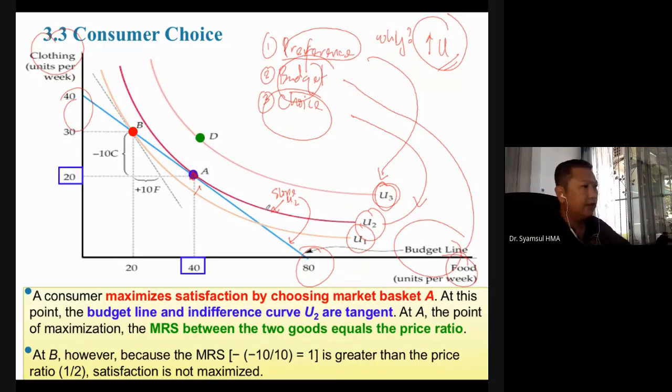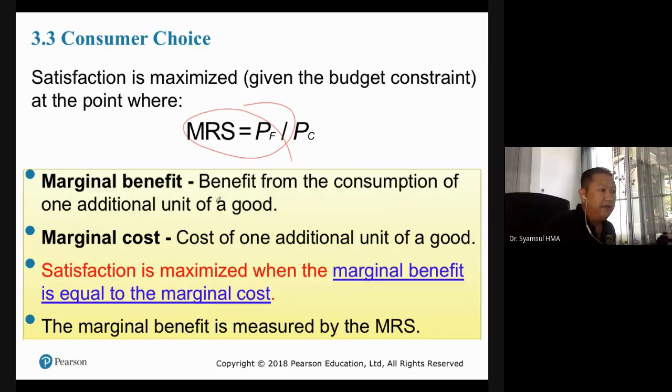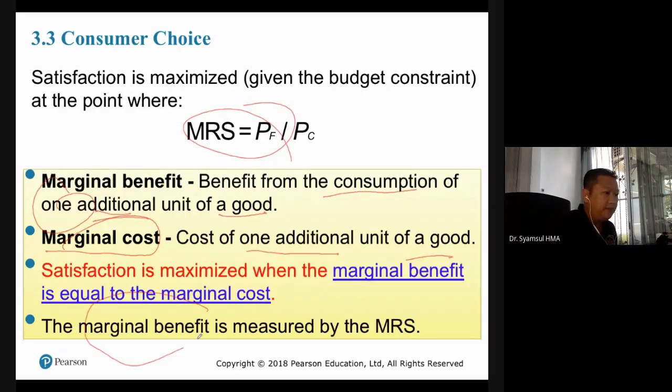So satisfaction is maximized given the budget constraint at the point where the slopes are equal. From this we understand another concept called marginal benefit: the benefit from consuming one additional unit of a good. And another concept, marginal cost: the cost of one additional unit of a good. Satisfaction is maximized when marginal benefit equals marginal cost. Marginal benefit is measured by the MRS.